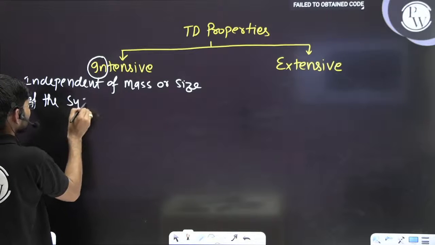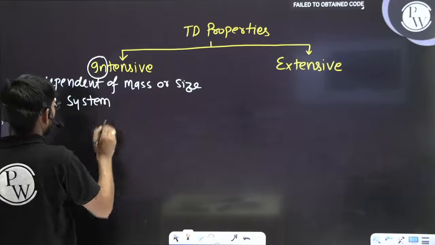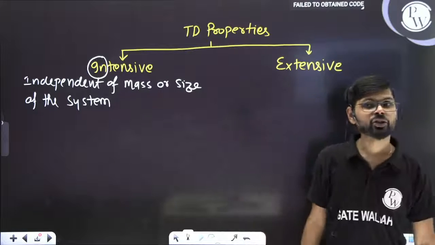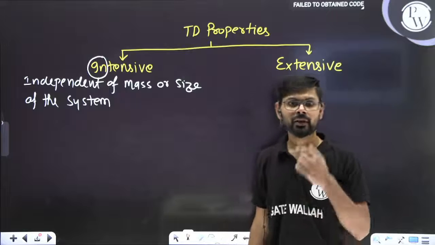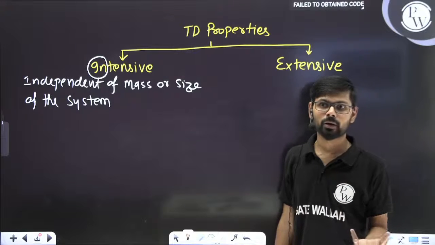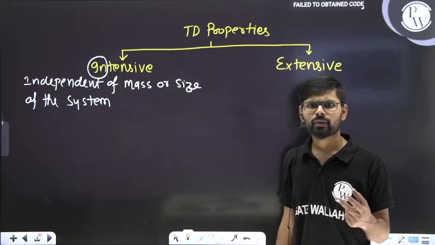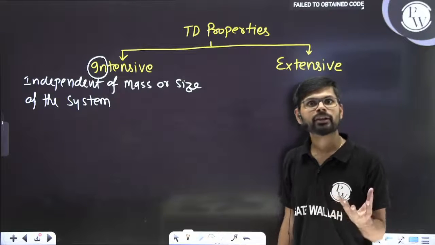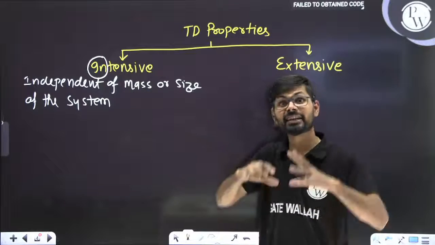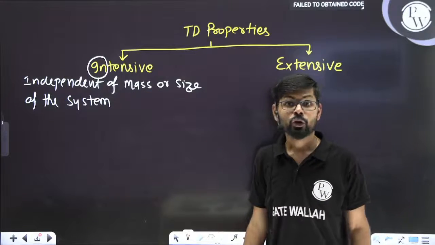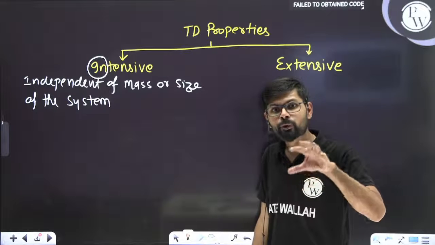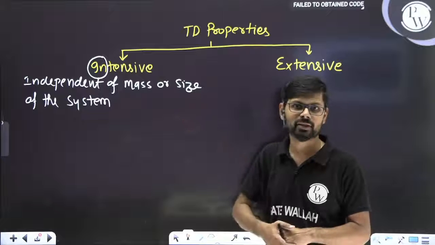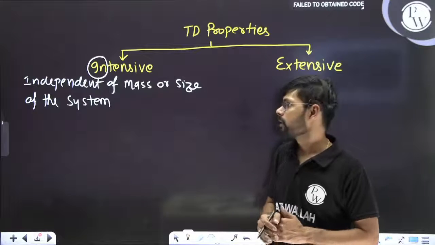Some people think that intensive property means independent of the mass of the system. But our system is not only mass. I told you that in thermodynamics only two things identify a system: one is quantity of matter, meaning mass, and another is region in space, meaning size. So if any property does not depend upon the mass or the size of the system, then it is called an intensive property.